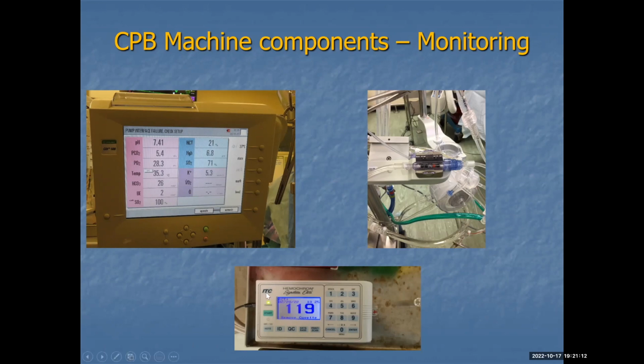Now, your normal activated clotting time can be anything between 80 and 120 seconds. So the prerequisite for going on bypass is 400 seconds. And we maintain an activated clotting time of 480 seconds. Because basically, if the circuit clotted off, we wouldn't be able to push the blood through the circuit and oxygenate it. So it'd be game over.